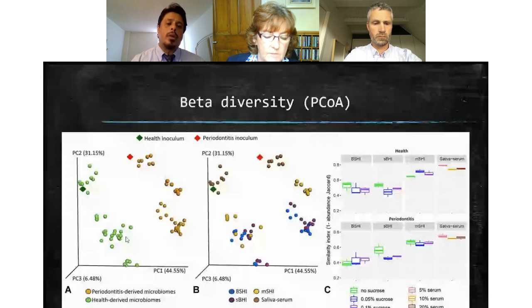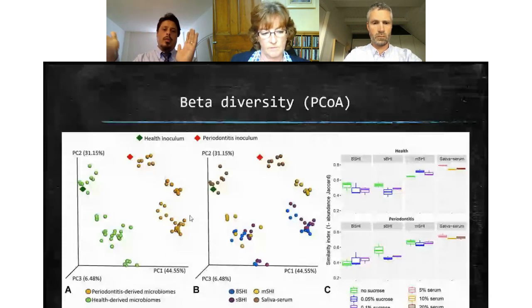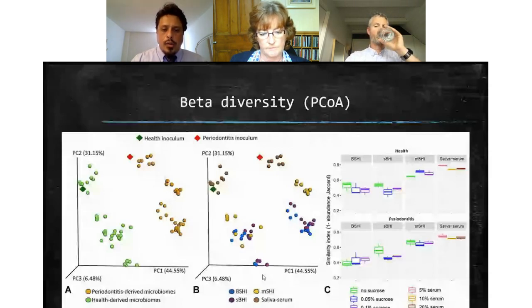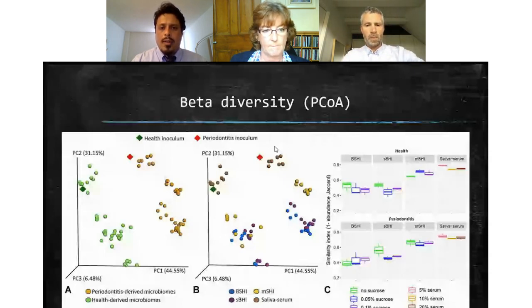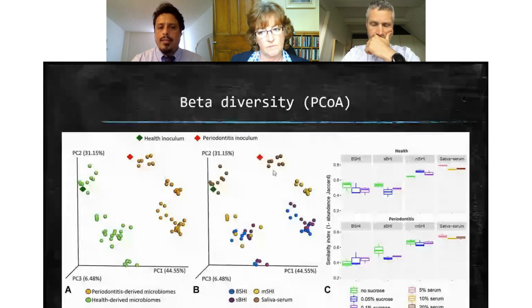So we were able to reproduce the differences between the peritonitis and the health-derived inocula. And when we look at the individual microbiomes grown in the different media, we can see that the closest microbiomes were the ones grown in the saliva serum. So they were very close to the original inoculum in both the health and disease-derived microbiomes.